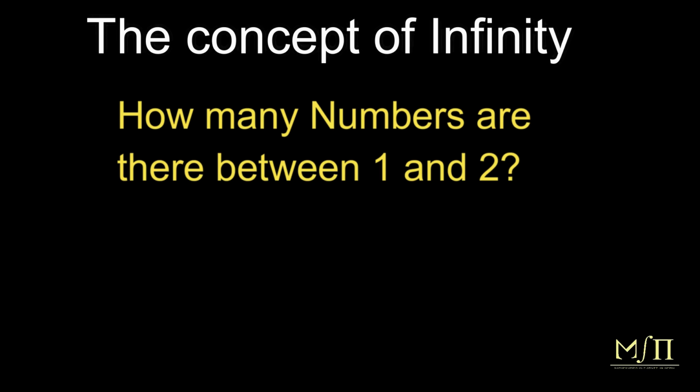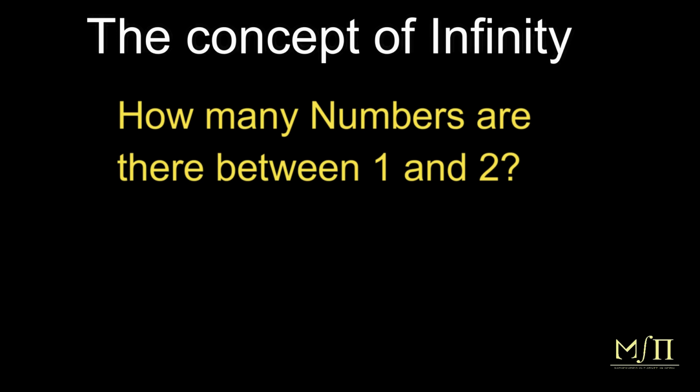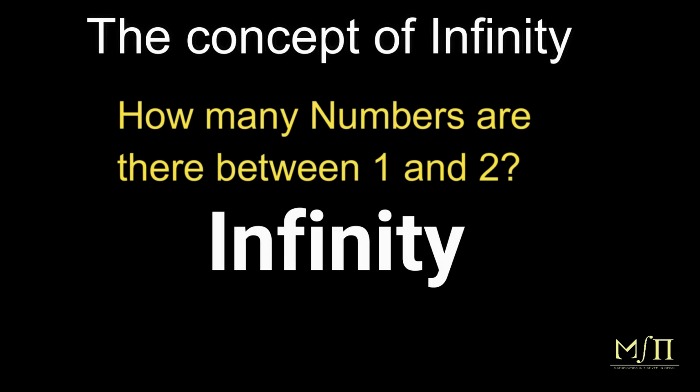Let me explain. Suppose we are asked how many numbers are there between 1 and 2. Then, obviously, 1.1 is a number between 1 and 2. Likewise, 1.11, 1.111, and so on. I can keep on adding 1 behind and get another unique number between 1 and 2. So, how many numbers do we have between 1 and 2? And the answer is infinity.